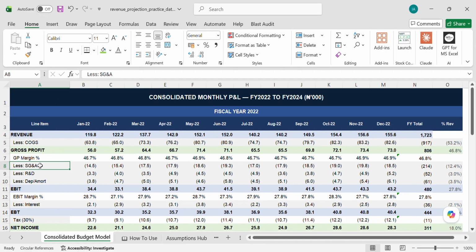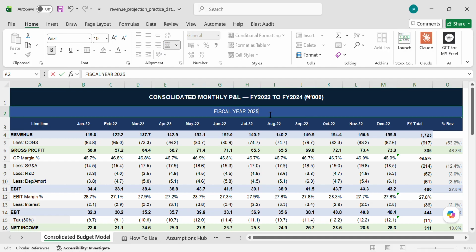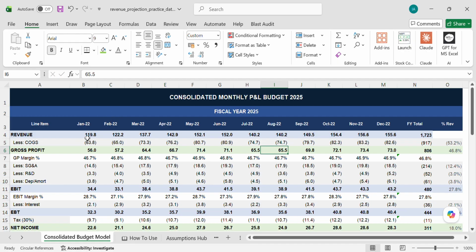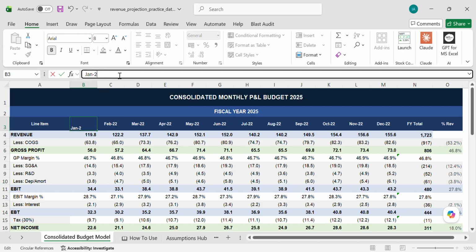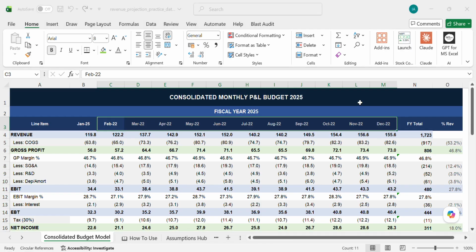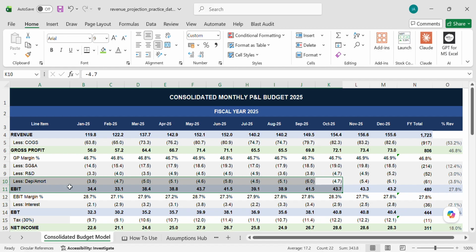Right. So now we have our template. So I'm just going to call this one, this is 2025 Consolidated monthly P&L budget. 2025. Good. So you can change the date to 2025. Sorry. Let's do your formatting. Alright, so this is it.